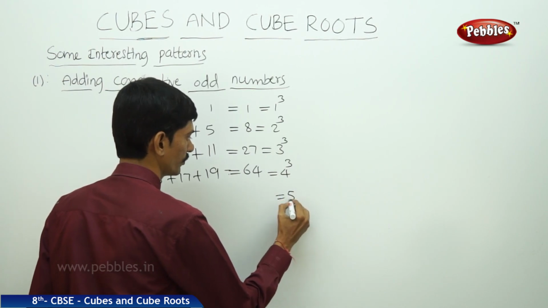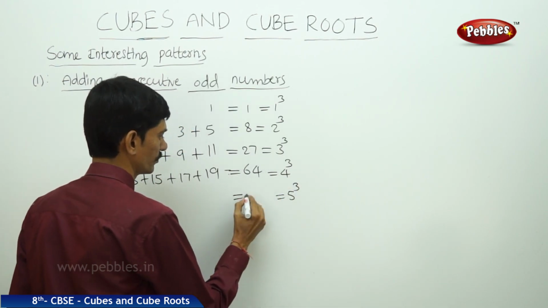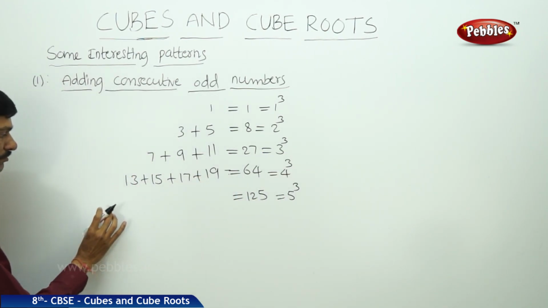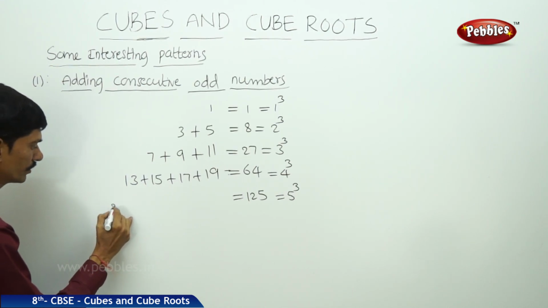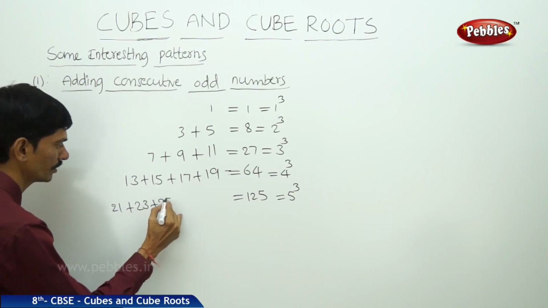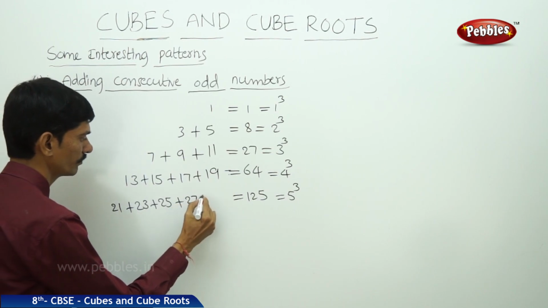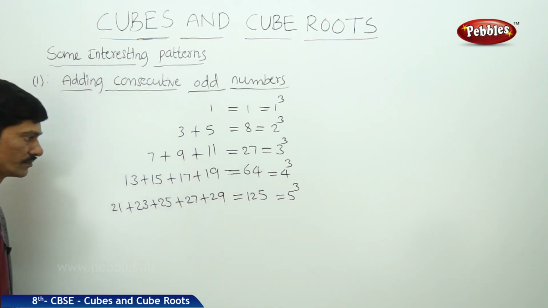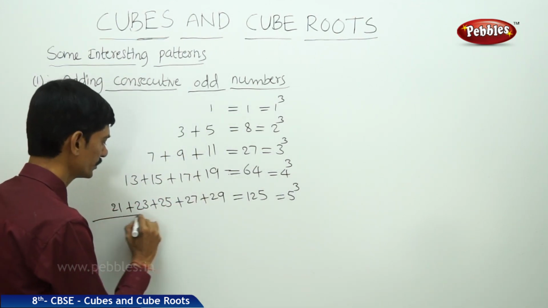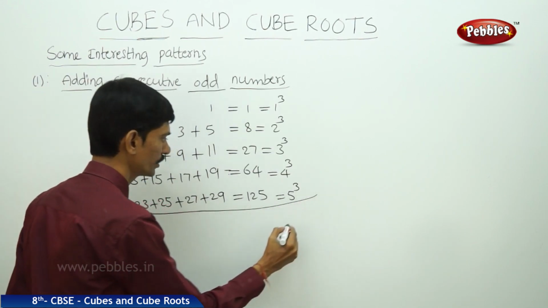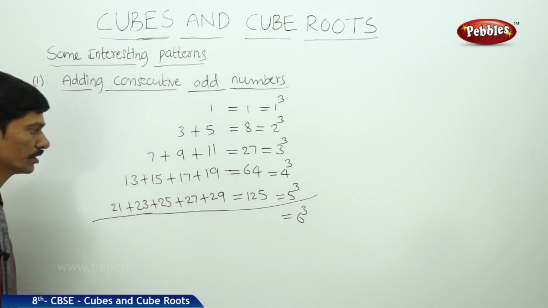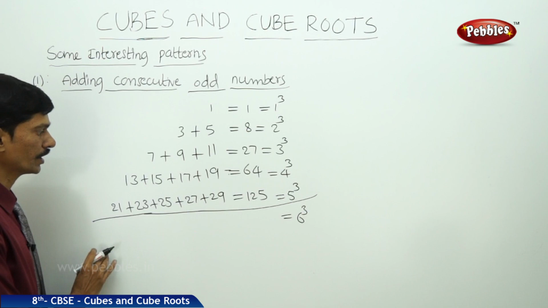So as we know that 5 cube equals 125. Then after 19, the immediately next odd number is 21. So you can write 21 plus the next odd number 23 plus the next odd number 25 plus 27 plus 29. Then how to write 6 cube directly? If this pattern is not given, then how to write the value of 6 cube? We know that we should add 6 consecutive odd numbers, but from where should we start adding?